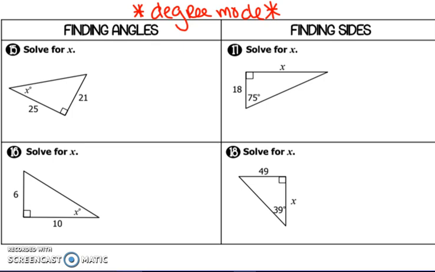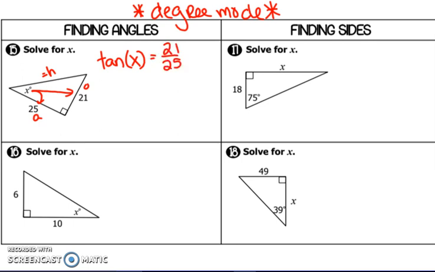Now, if we look, again, I want to start by labeling my hypotenuse. Well, because there's no hypotenuse, that means we're using tangent. So if I look at my angle, 21 is opposite from it, and 25 is right next to it, so that is my adjacent. So I have the tangent of my angle, which is x because we don't know it, is equal to 21 over 25.